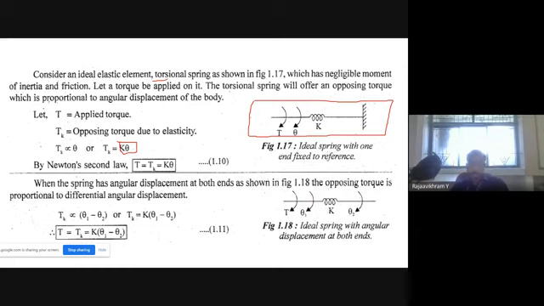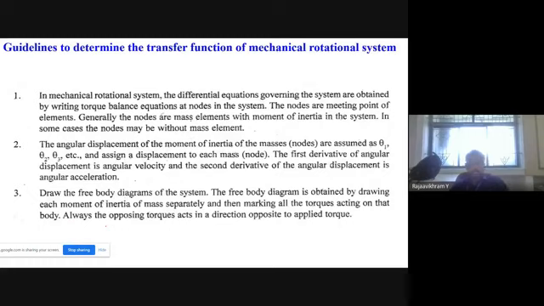So here it consists of two angular displacements, theta 1 and theta 2. So it is represented by applied torque equivalent to opposing torque equivalent to K into theta 1 minus theta 2. So instead of x1 minus x2, here we are discussing the angular displacement theta 1 minus theta 2. So these are the guidelines.